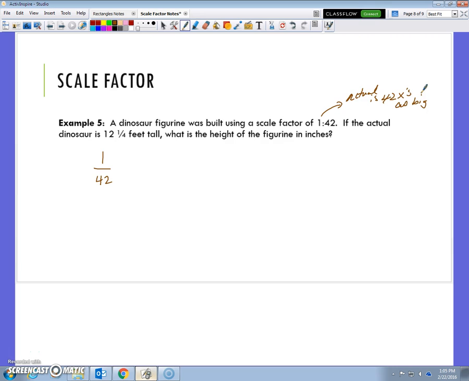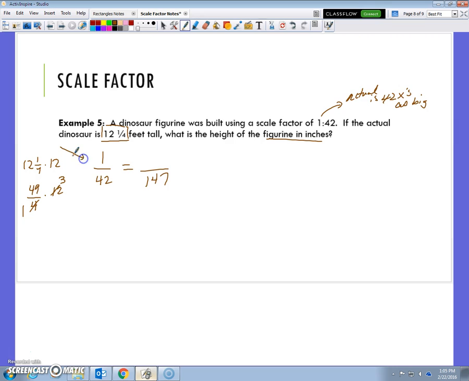Now it's asking us about the figurine in inches. So before I do anything, I better figure out how many inches we're actually talking about, because in a scale factor, we need to know that they're the same exact units. So 12 1/4 feet would really be like saying 12 1/4 times 12, because there's 12 inches in each foot. So instead of doing that, let's just do it the long way here. 49/4 times 12. 49 times 3 is 147. So we're going to say we're comparing it to 147.